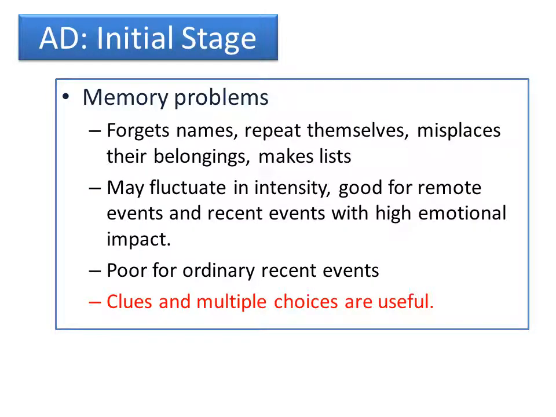Initial stages: there are memory problems, including forgetfulness for names, repeating the same stories or the same sentences, misplacing belongings, and making lists. There may also be fluctuation in the intensity. Memory is very good for remote events, and recent events may be affected more than the remote ones. There is poor recall of ordinary recent events. Clues and multiple choices are useful.